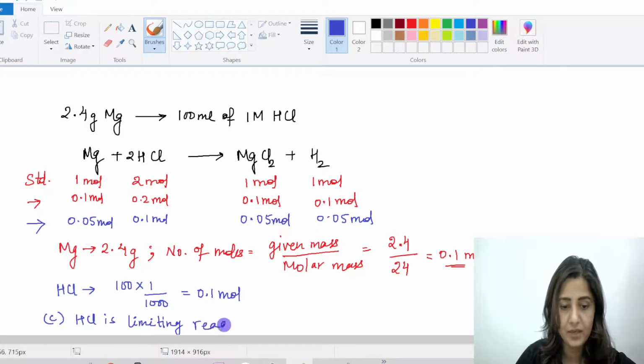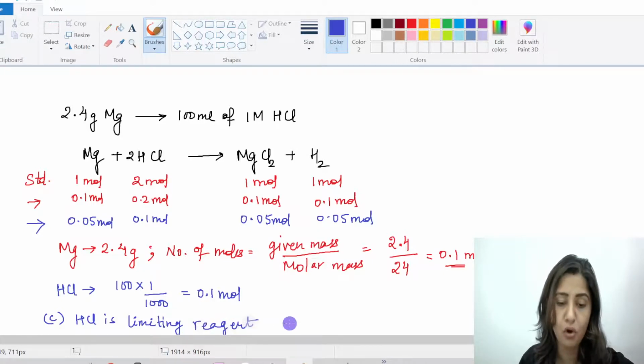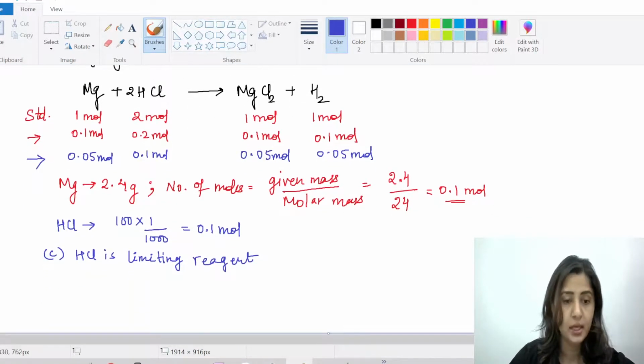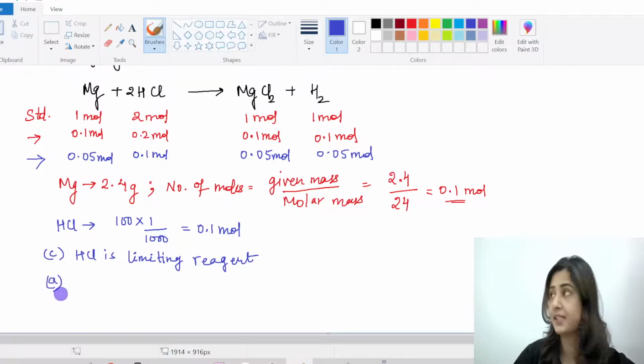So we have to find out the wrong answer. So C is definitely not our answer. Let's move ahead with the other options. We got the limiting reagent and then we have to calculate the hydrogen which is produced at STP. Hydrogen we know is 0.05 mole. Remember that we are solving it for A now. We are checking whether A is correct or not.